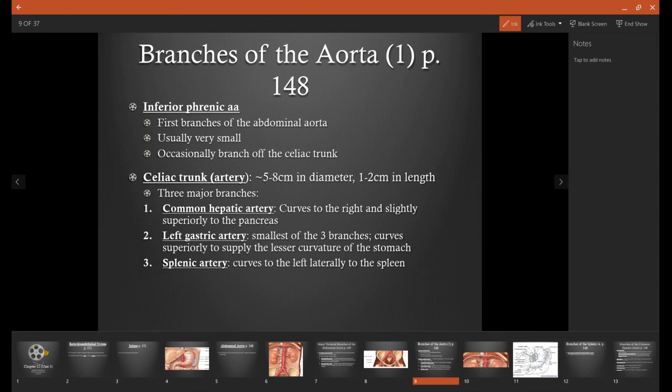Now we have a whole lot of branches coming off this abdominal aorta. Our first one's called the inferior phrenic arteries. Again, that word phrenic is just telling you it is going to the diaphragm. We also have something called the celiac trunk, and it has three major branches. The first one is the common hepatic artery. This will be going to the right side of the body, so going to the liver. We have the left gastric artery, which usually goes upward and goes to the lesser curvature of the stomach. And then we have the splenic artery, and the splenic artery goes to the spleen.